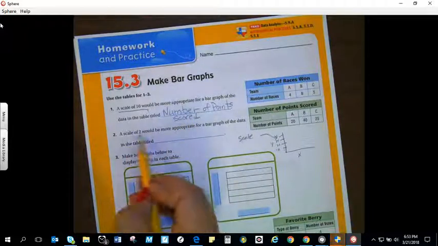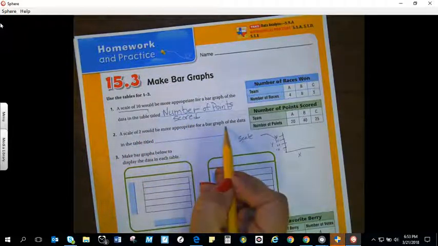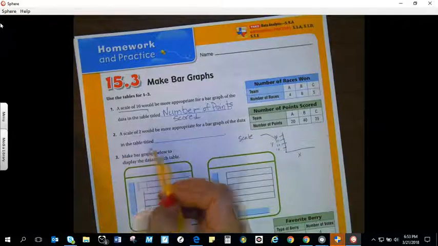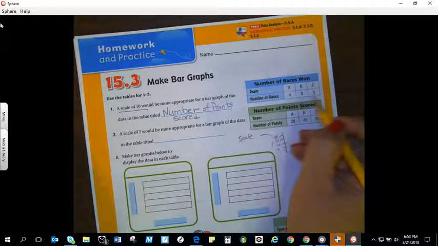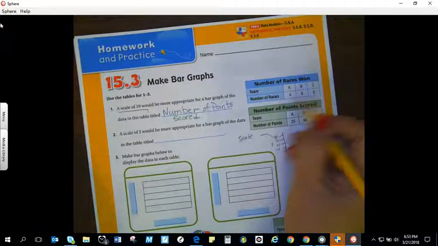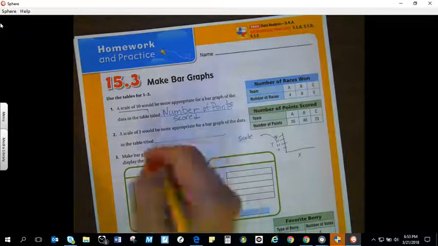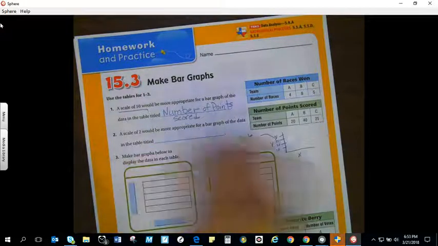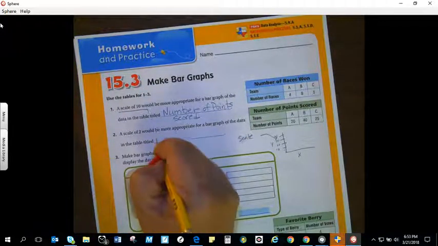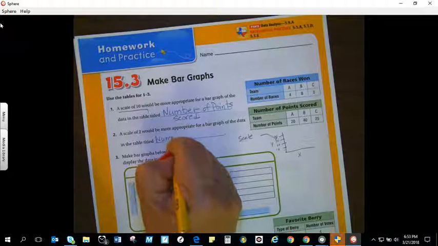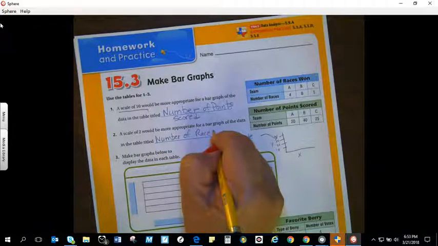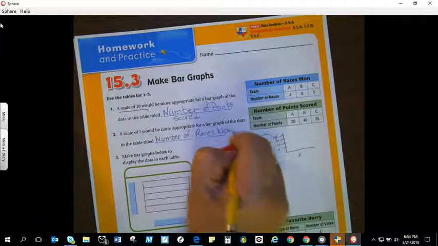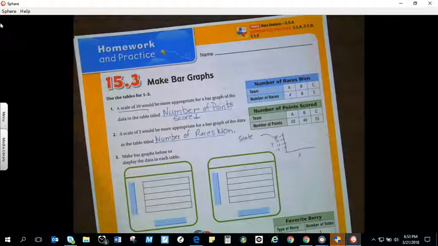A scale of 2 would be more appropriate for a bar graph of the data in the table titled. And here, would it be easier to skip count by 2s? Yeah, absolutely. Because you can always have your 5 that goes right after your 4, and it's going to skip counting by 2, so it'll be in between. So this one would be the number of races 1.